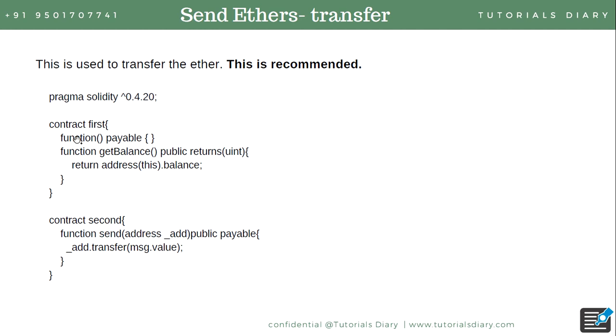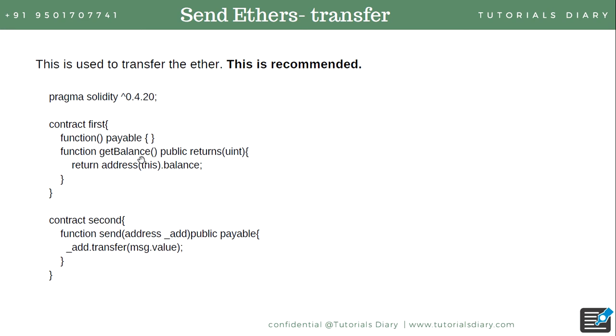We already talked about fallback functions in one of the videos. In case you haven't gone through it, I would recommend you go through that video about fallback functions. In the first smart contract, we are going to store the balance, so we have defined a fallback function which is payable. If we want the fallback function to accept ether, this payable keyword has to be there. If you don't add the payable keyword, it will not be able to accept ether. This is a very important part which you have to keep in mind.